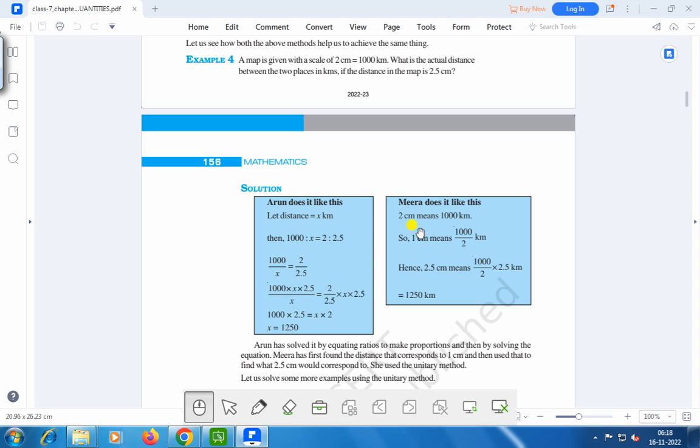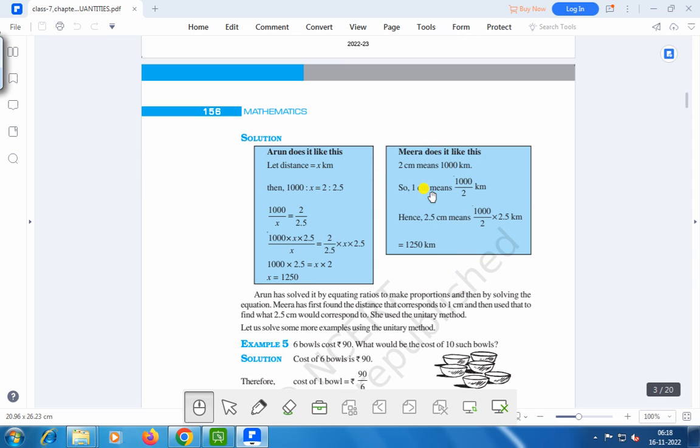And by the unitary method, 2 centimeter means 1000 kilometer. Therefore, 1 centimeter means 1000 by 2 kilometer. Hence, 2.5 centimeter means 1000 by 2 into 2.5 kilometer. That is 1250 kilometer. This is the unitary method, and this is the proportion method.